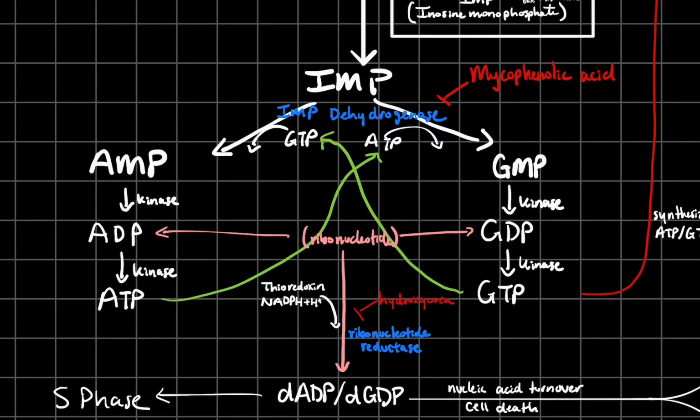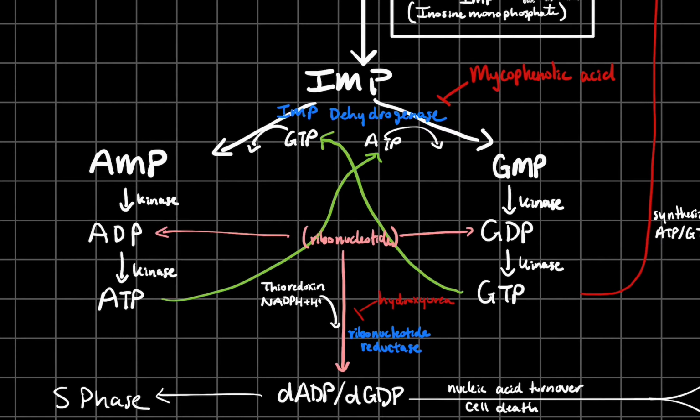So you have your ATP that's going to act as that cofactor for your IMP to GMP, and then your GTP is going to do the same for AMP. And your GMP synthesis can actually be inhibited by mycophenolic acid, and that's going to inhibit IMP dehydrogenase for that GMP pathway only.